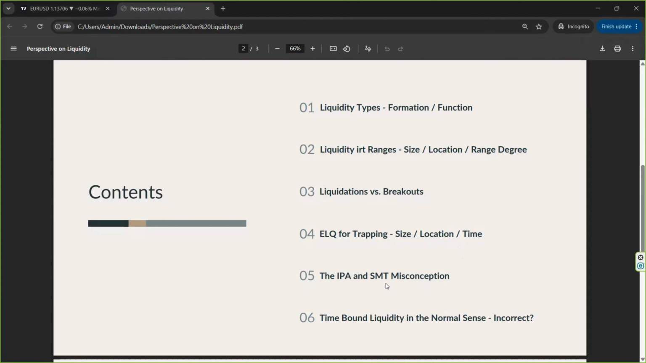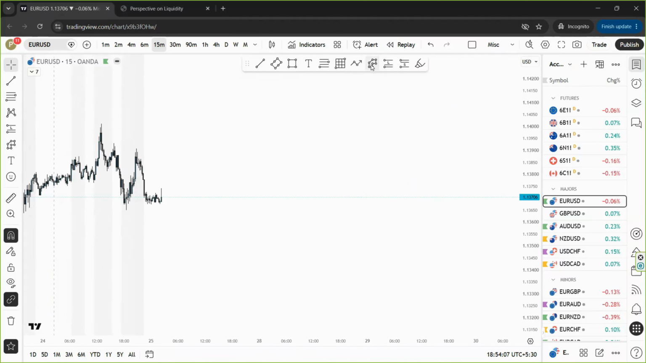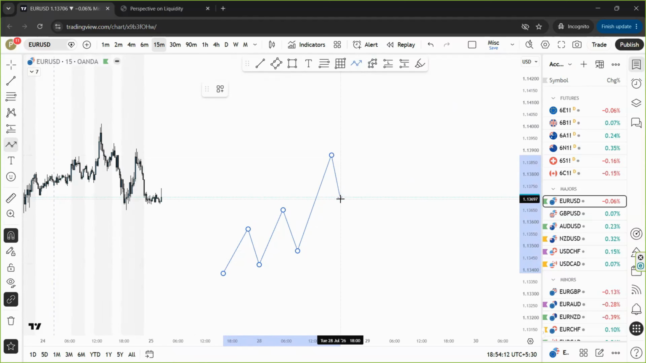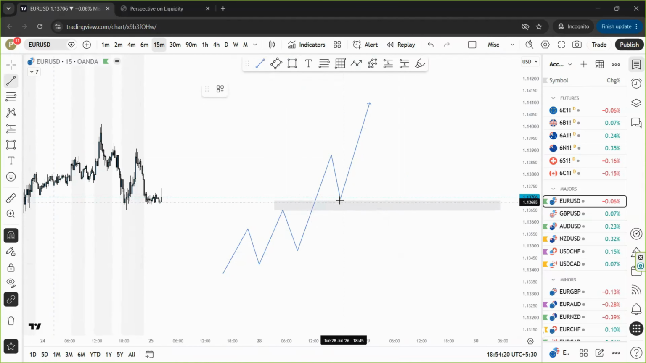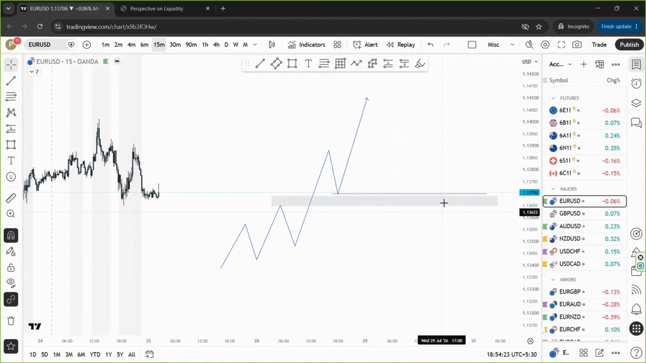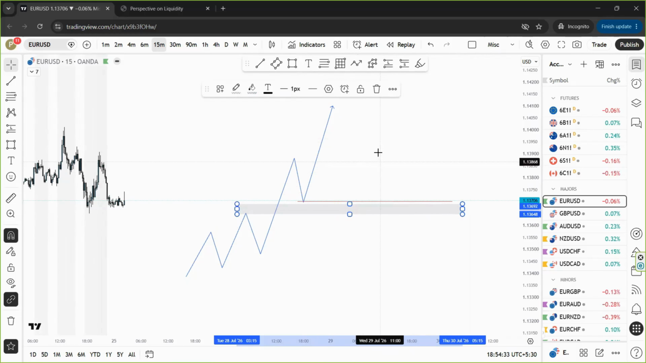And then we have the IPA and SMT misconception. So in the previous video, one of the things that we discussed is if you have IPA in between two ranges, so this is going to be your IPA, then the likelihood of this being liquidity is going to be high, which is true. But one of the other things that we have to keep in mind is that the presence of an IPA below a range does not automatically make this low probability, because we know that price moves with liquidity, right?